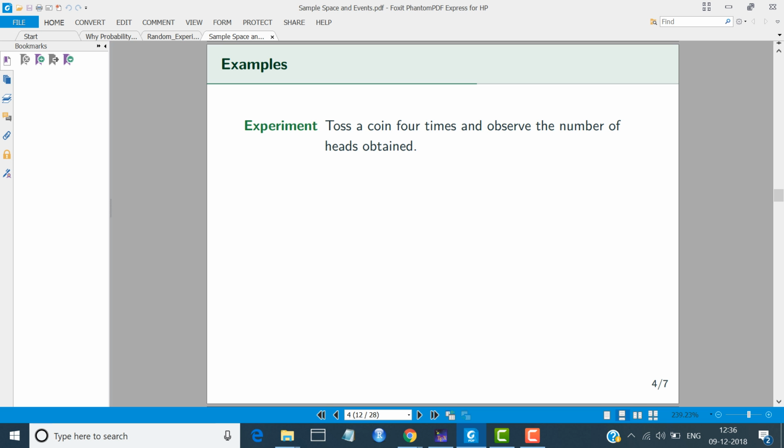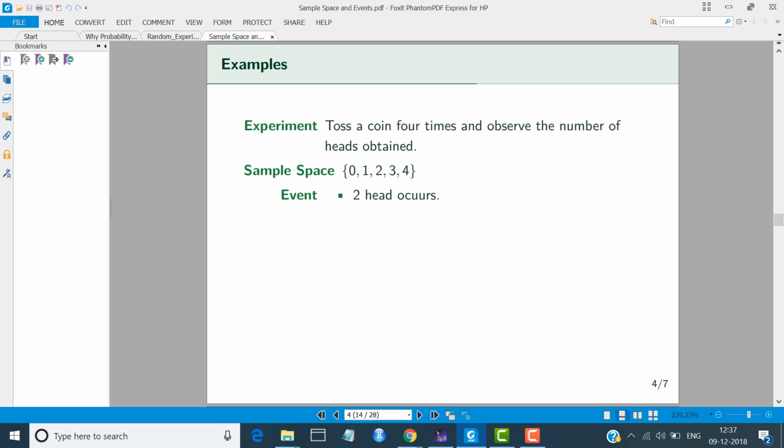Next we discuss another experiment. Toss a coin 4 times and observe the number of heads obtained. So what is the sample space in this case? The sample space is 0, 1, 2, 3, and 4. If we toss a coin 4 times, there may be no heads, all tails, so the outcome is 0. There may be 1 head and 3 tails, so the outcome is 1, and there is the possibility that all 4 are heads, so the outcome is 4.